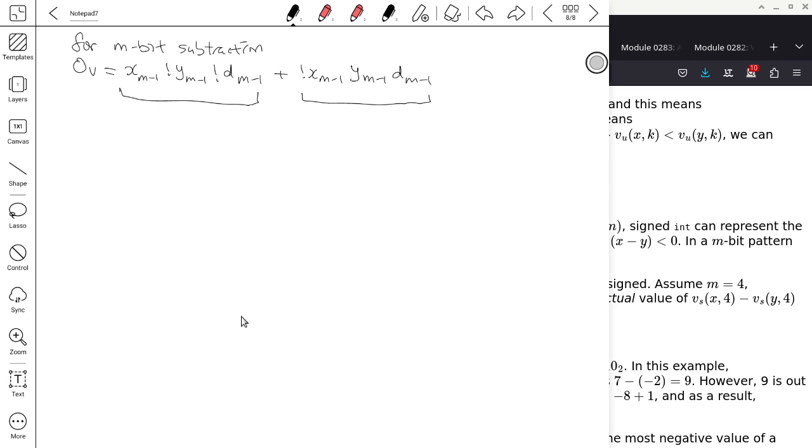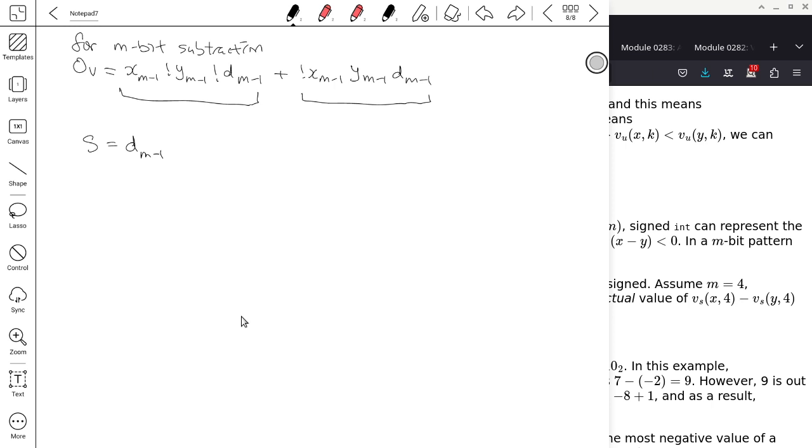So what do we have here? Let's summarize what we have. We're going to call d of m minus 1 a special name. It's called the sign flag. It is the sign of the result of the subtraction. So it just has its own name, okay, that's all. But it really is just the most significant bit of the difference.